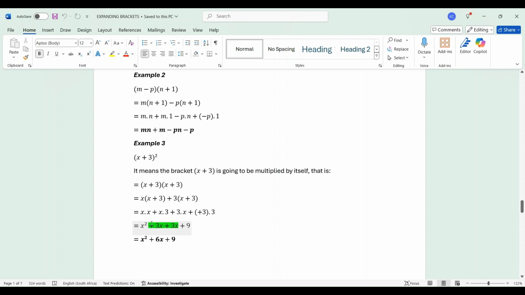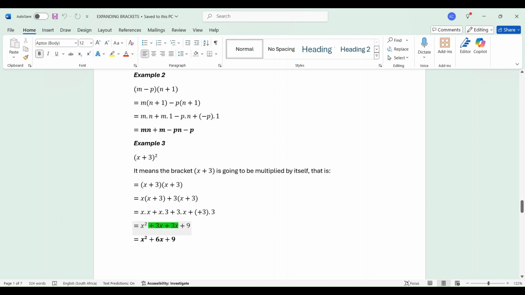Then the next step, we have to simplify. x times x, we get x squared. x times 3, we get 3x. Then 3 times x, we get 3x. Then 3 times 3, we get 9. We have to take care of our signs, knowing that a positive multiplied by a positive gives a positive. A negative multiplied by a negative, the final answer must be a positive. And a negative multiplied by a positive, the final answer must be a negative.